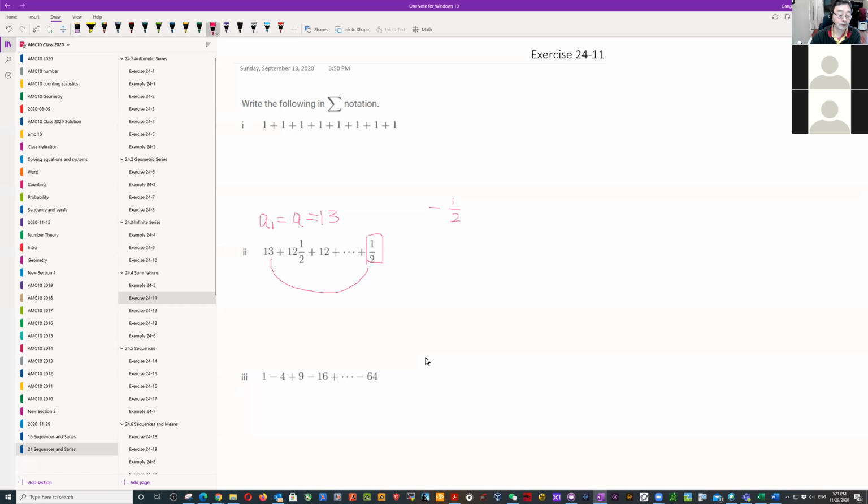And to count the terms, it's actually quite easy. It's the last term minus the first term, divided by the common difference, plus 1. So the last term is negative 1/2, minus the first term, 13, and divided by the common difference, negative 1/2, and also plus 1, because this is the total gap size divided by a single gap size. Then you get a gap count, plus 1 is the total count.